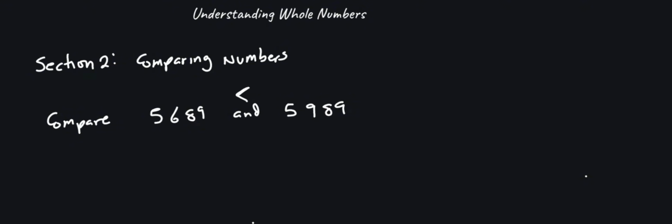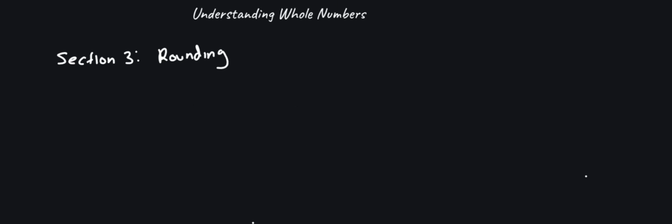Or we could simply say 5,989 is greater than 5,689. So now let's go to section 3, and we're going to focus on rounding.